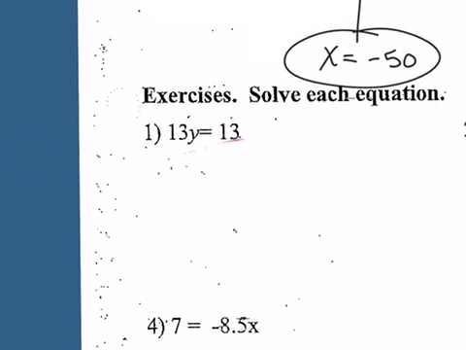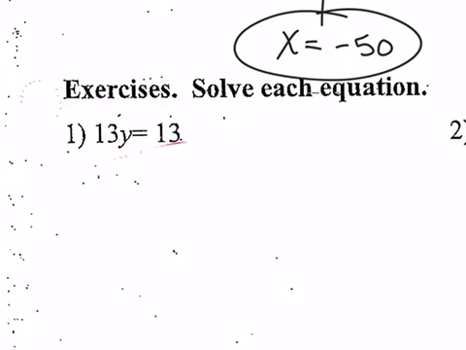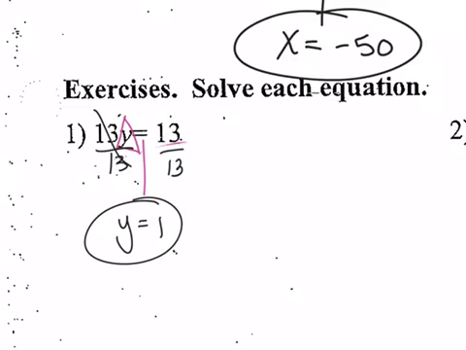Okay, so look at example 1. I've got 13 times y equals 13. So 13 times something equals 13. If it's multiplication, what would I do to get rid of that 13? The opposite of multiplication is division. And y'all could probably just eyeball that answer. So y equals 1. So that means 13 times 1 equals 13. Which is true.